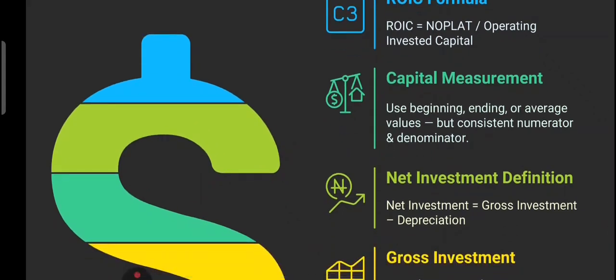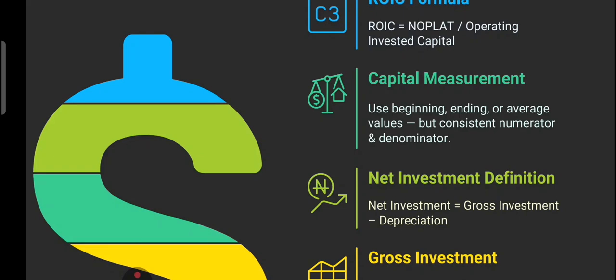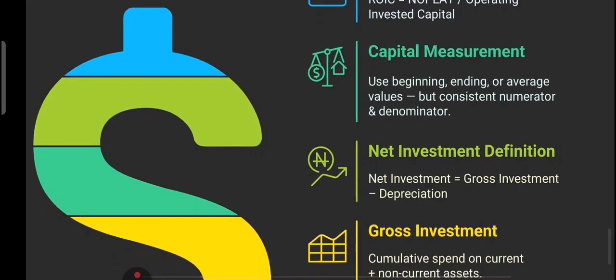Now while calculating ROIC, consistency is the key. Use either the beginning or the ending or the average value for your investment, but whatever you choose, stay consistent between the numerator and the denominator. Then only your result will be consistent, accurate and reliable.